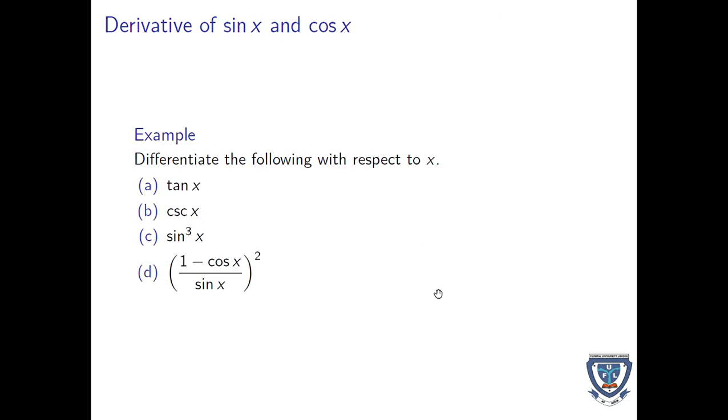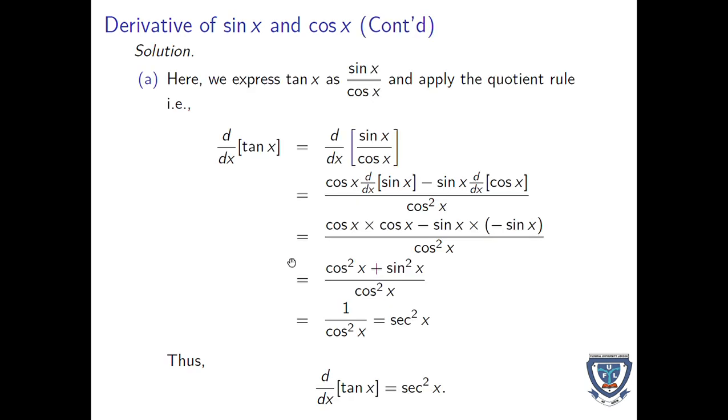Now, derivative of sine x and cosine x. When we started this course, we actually gave some straightforward specific examples of how to differentiate trigonometric functions. Now let's look at this. Differentiate the following with respect to x. We have tan x, cosec x, sine x raised to the power 3, and 1 minus cos x all over sine x all squared.